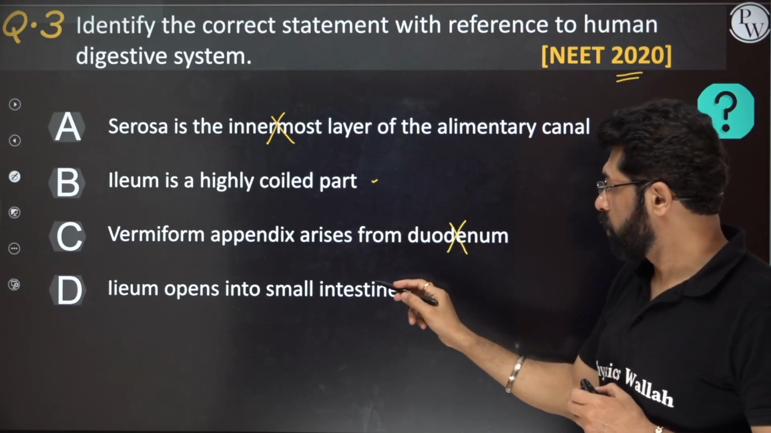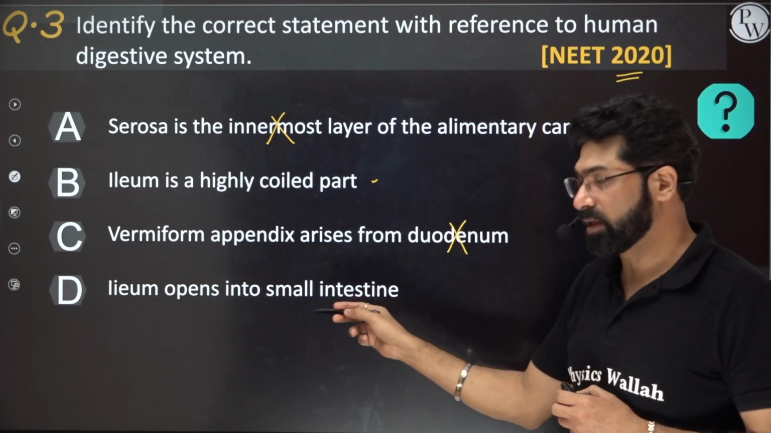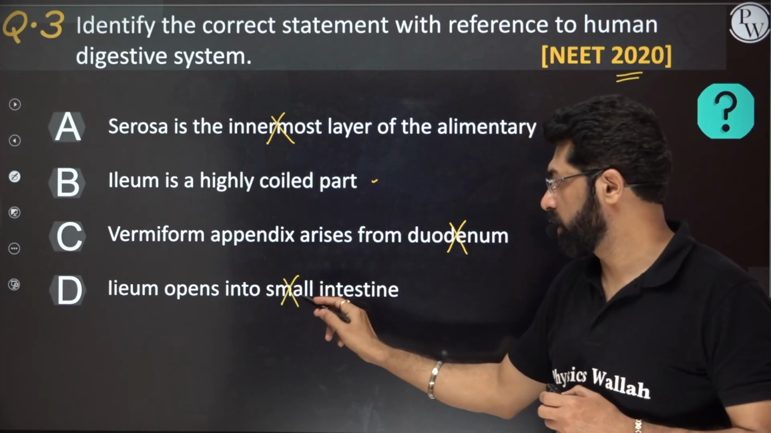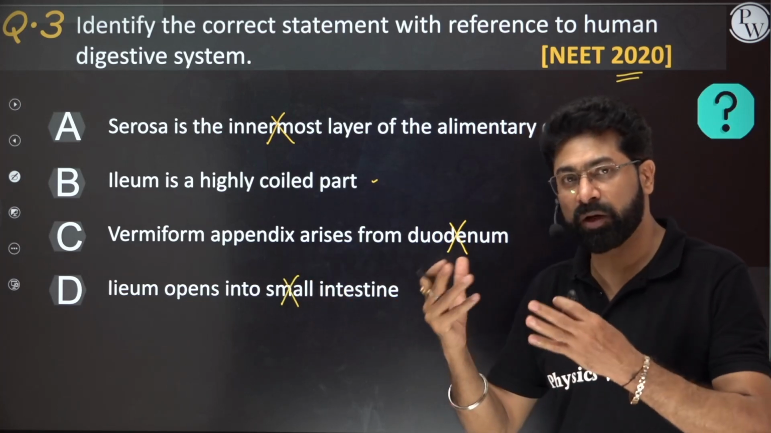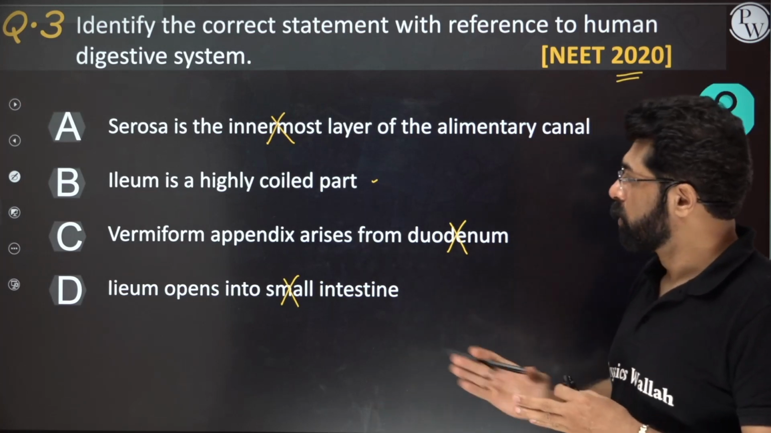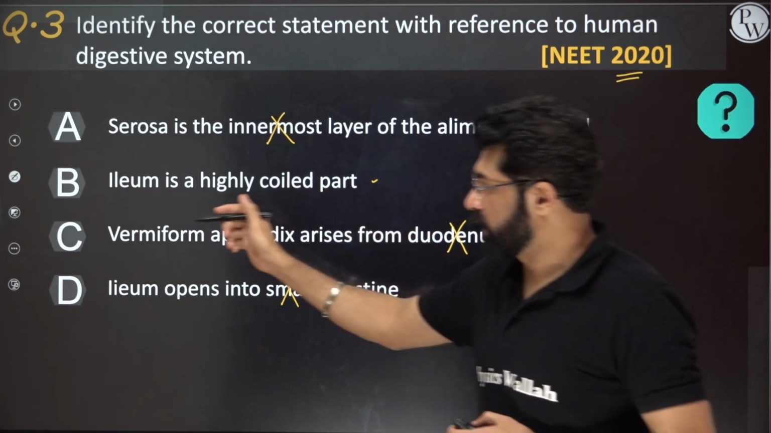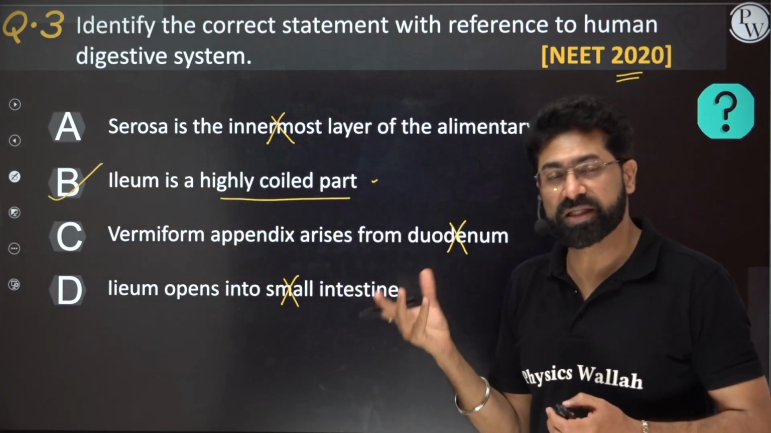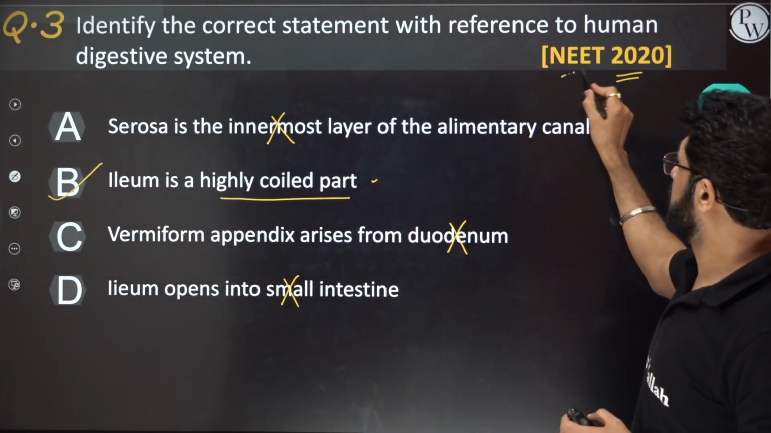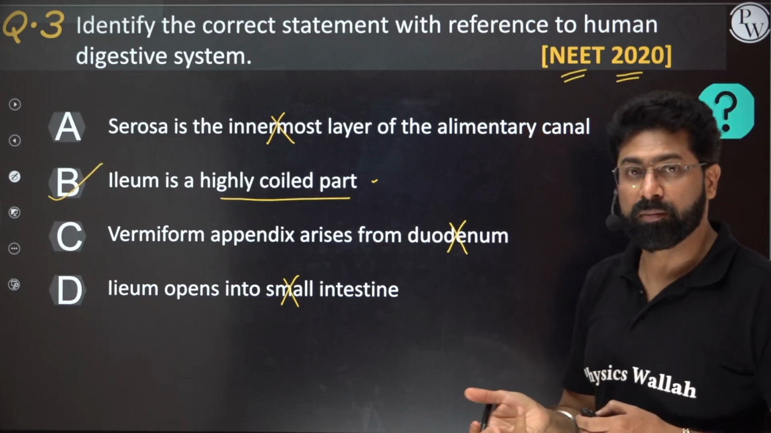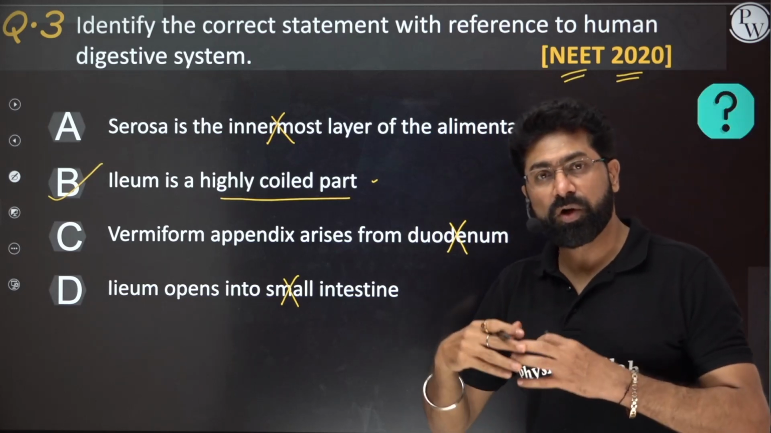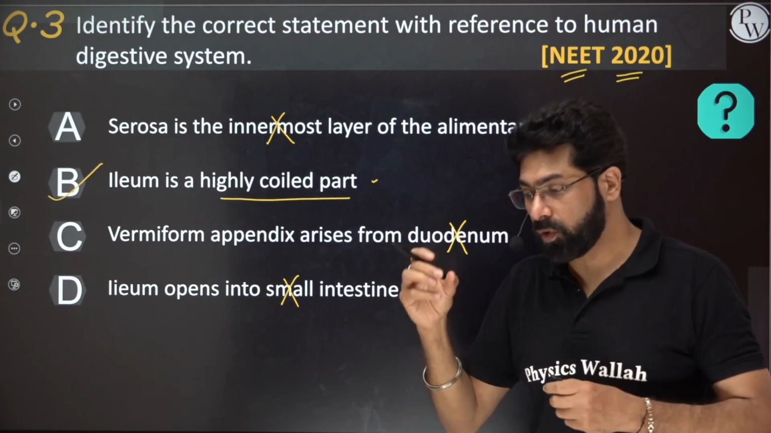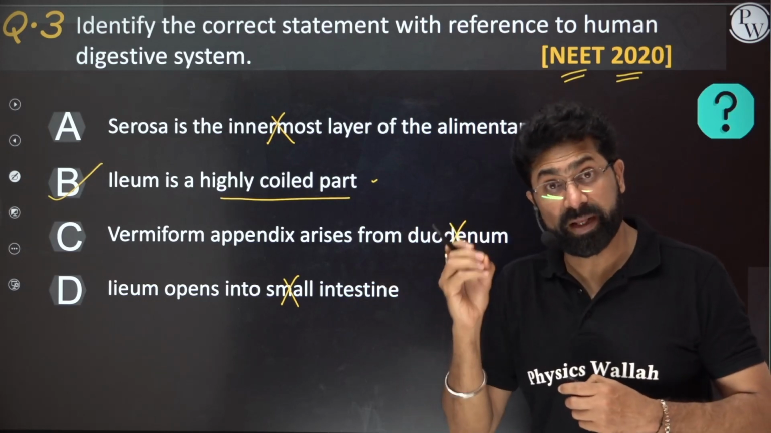Now, ileum opens into a small intestine. Why would it open into a small intestine? Already it is a part of the small intestine. It is going to open into the large intestine. So, simple answer: ileum is a highly coiled part. Such easy questions are coming in NEET 2020 and 2021. Okay, so don't go for too much extensive study. Most of the points are coming from NCERT.